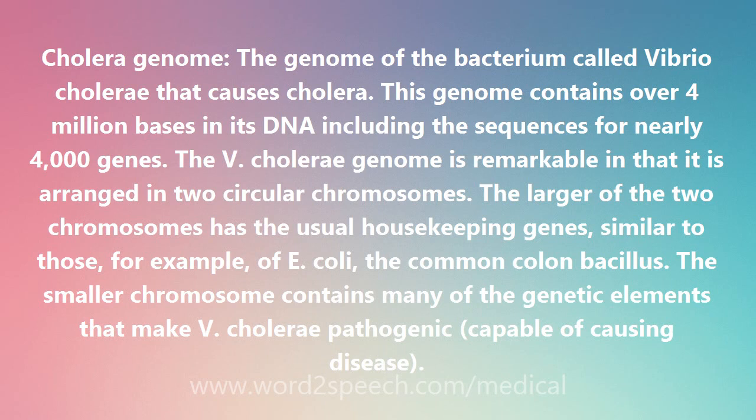The V. cholerae genome is remarkable in that it is arranged in two circular chromosomes. The larger of the two chromosomes has the usual housekeeping genes, similar to those, for example, of E. coli, the common colon bacillus. The smaller chromosome contains many of the genetic elements that make V. cholerae pathogenic, capable of causing disease.